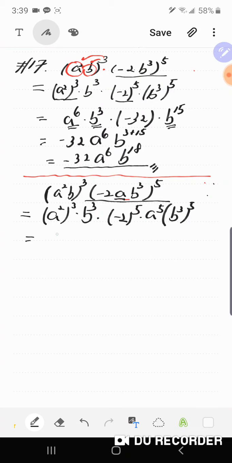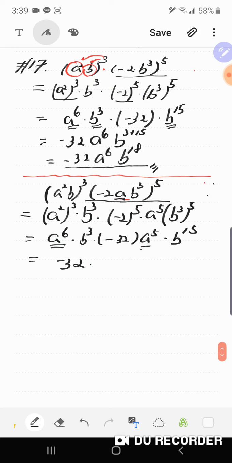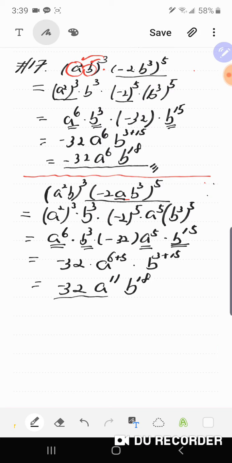And this is equal to a to the 6th power, multiply the powers, b cubed, then this is negative 32, a to the 5th power, and this is b to the, multiply, so 3 times 5 is 15. The number comes first, then here is a to the 6th power, a to the 5th power, then next 6 plus 5 is 11. 6 plus 5, right? And then b to the, this is cube, this is 15th power, so 3 plus 15. Then finally the answer is negative 32, a to the 11th power, b to the 18th power. Okay, that's the answer.